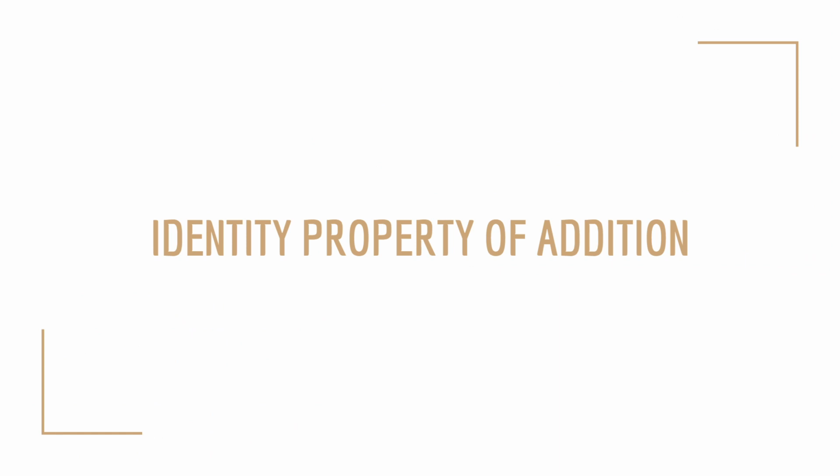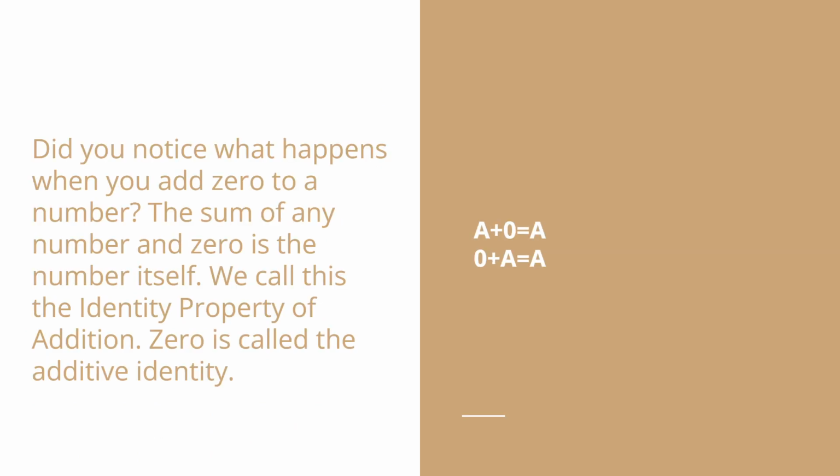Next, the identity property of addition. Did you notice what happened when you add 0 to a number? The sum of any number and 0 is the number itself. We call this the identity property of addition. 0 is called the additive identity. So in here, if A is any number, A plus 0 will be itself, and 0 plus any number will be that number.